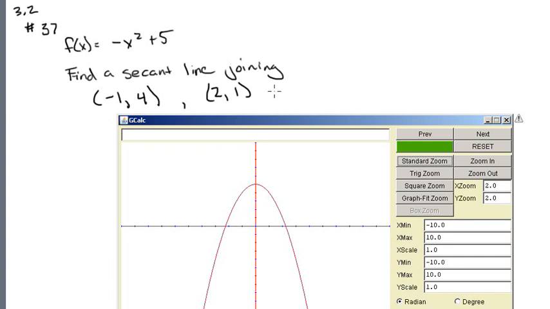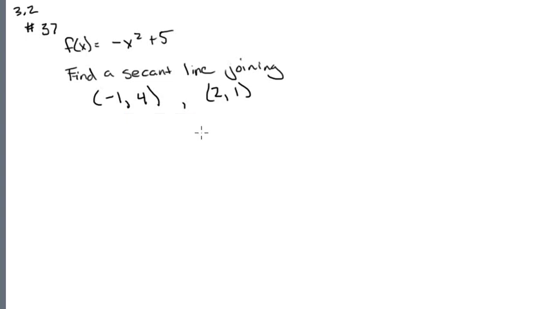So the secant line, if we want to find an equation for it, first we can find its slope. M equals 1 minus 4 over 2 minus a negative 1. That's y2 minus y1 over x2 minus x1. So that is going to give me negative 3 over 3, which is negative 1. So my slope is negative 1.